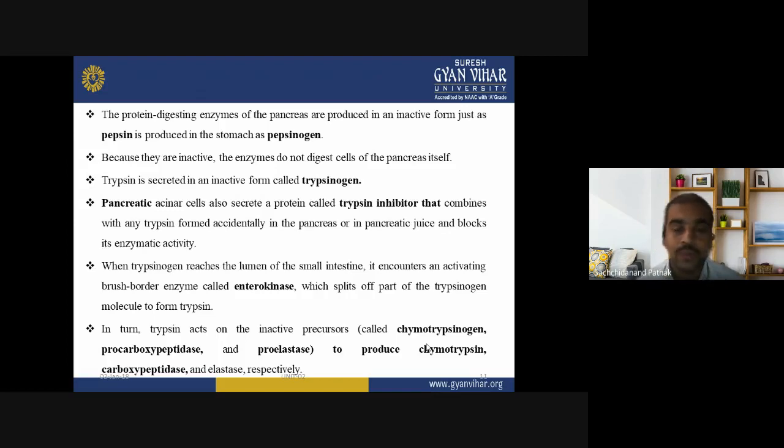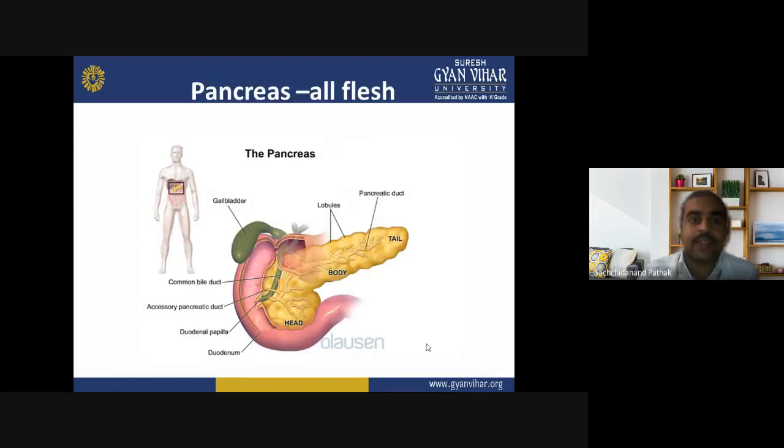When trypsinogen reaches the lumen of the small intestine, it encounters the activating enzyme enterokinase, which helps split off part of the trypsinogen molecule, and it becomes trypsin in active form. In turn, trypsin acts on the inactive precursors chymotrypsinogen, procarboxypeptidase, and proelastase to produce chymotrypsin, carboxypeptidase, and elastase respectively.